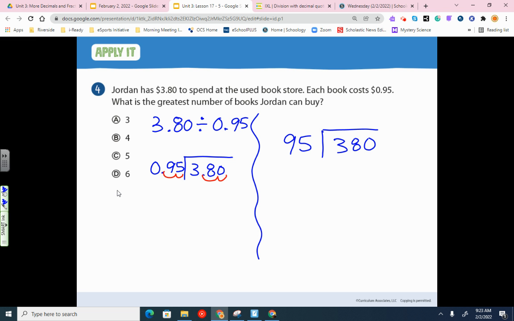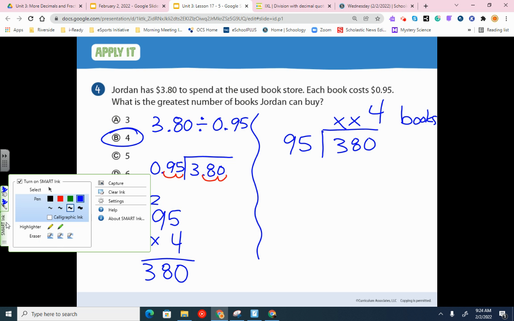This was another curious one. I knew 95 didn't go into 3 or 8, so I had to try 95 to give me that whole 380. And I discovered if I tried 4, there's my 380 that I need. So for that amount of money, you can get 4 books. Exactly.